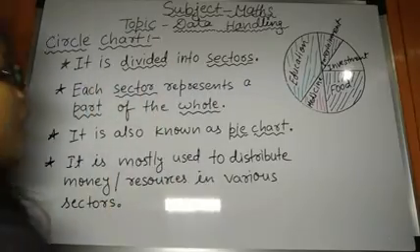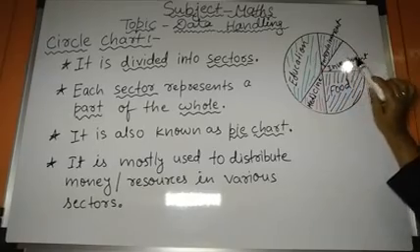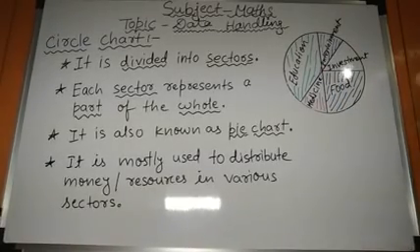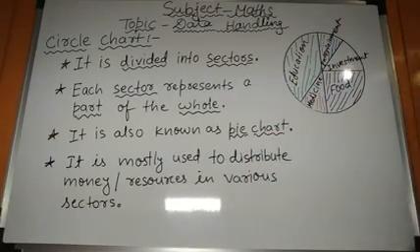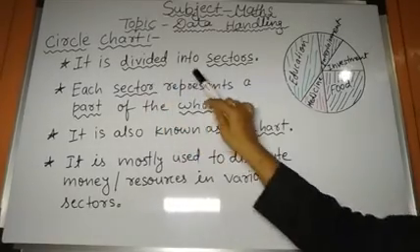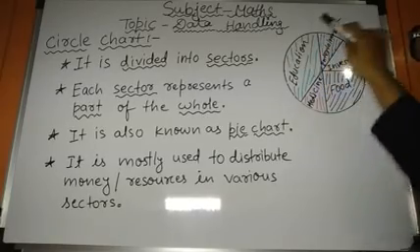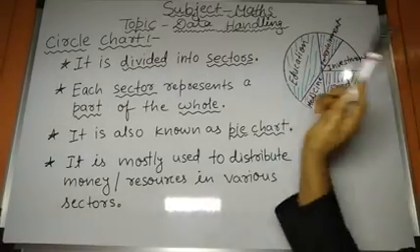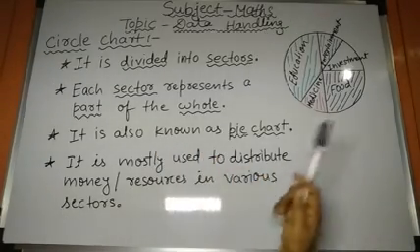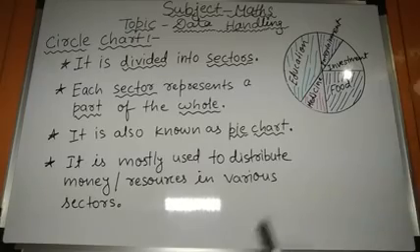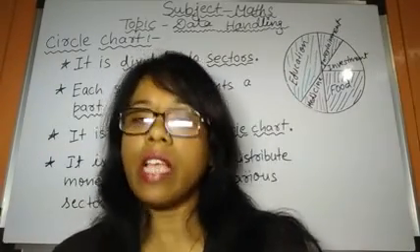A circle graph is divided into sectors. You can see here I have made 1, 2, 3, 4, 5 sectors. It is a circular form, a circle, that is why it is called a circle chart. It is divided into sectors. Each sector represents a part of the whole. This one sector represents a part of this whole circle. This circle chart is also known as a pie chart, and it is mostly used to distribute money or resources in various sectors, money or resources in various schemes.